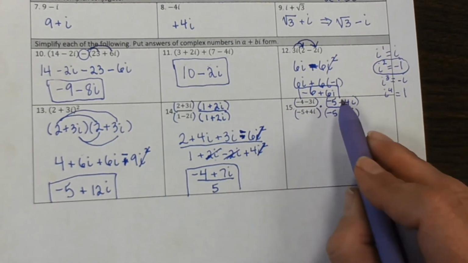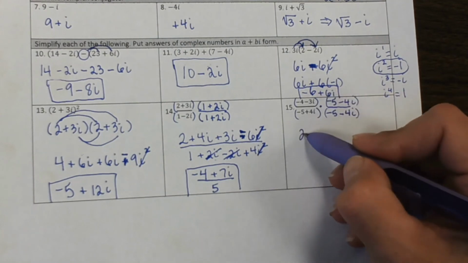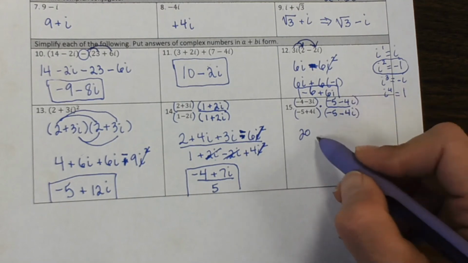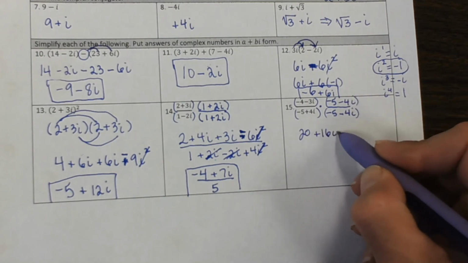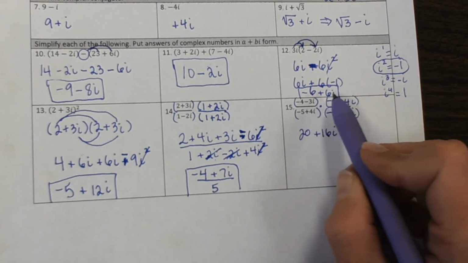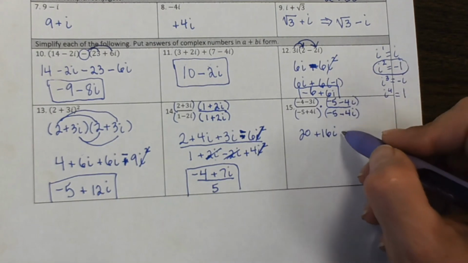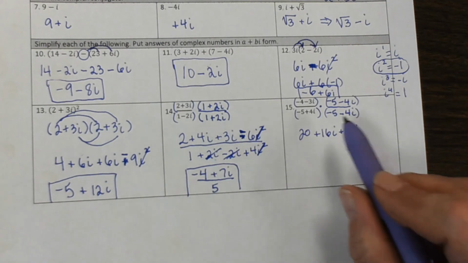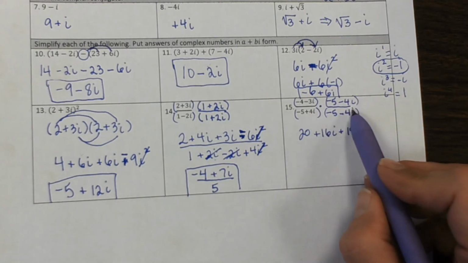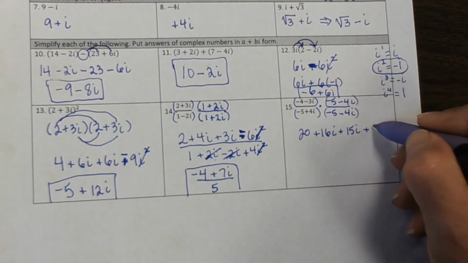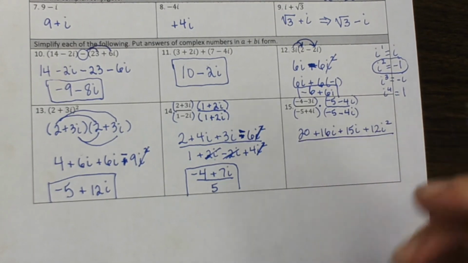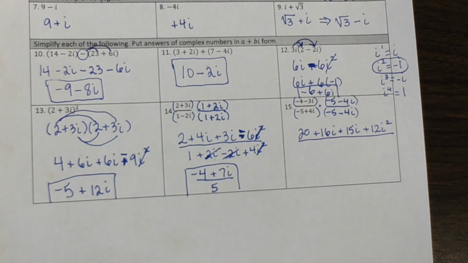So negative 4 times negative 5 is positive 20. Negative 4 times negative 4i is plus 16i. Negative 3i times negative 5 is plus 15i. And negative 3i times negative 4i is positive 12i squared. Okay, I'll come back and simplify that in a second.